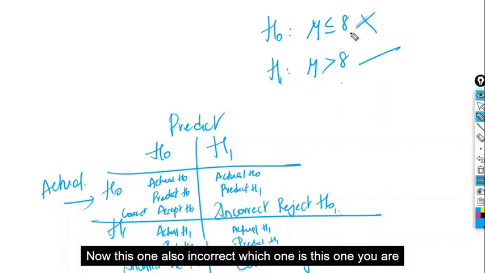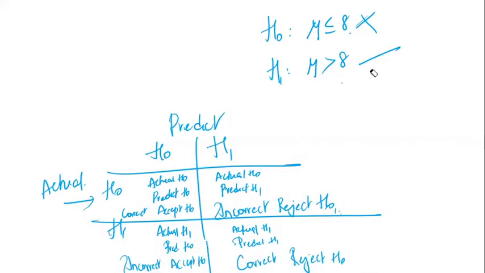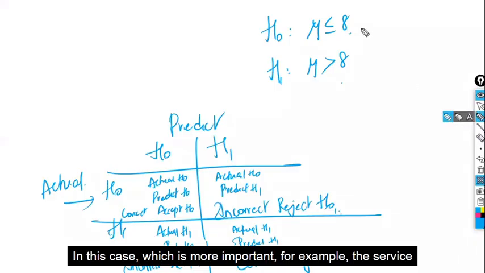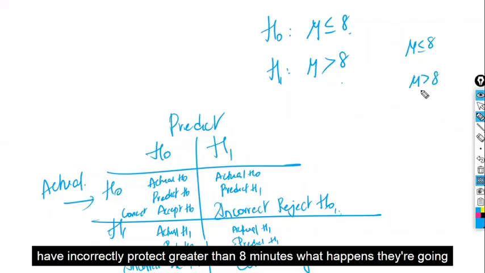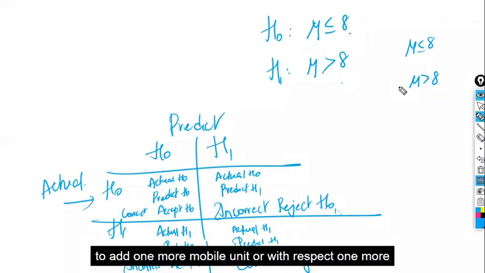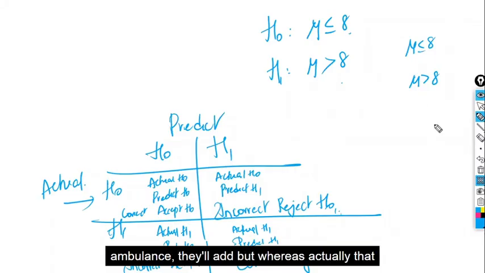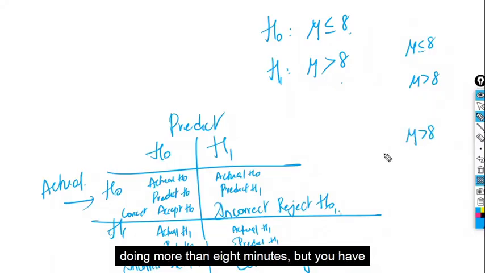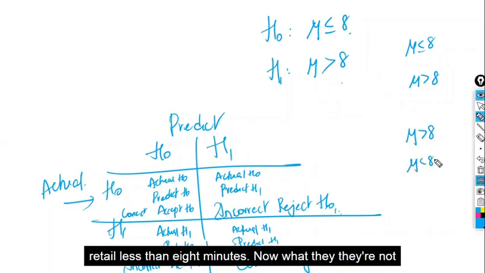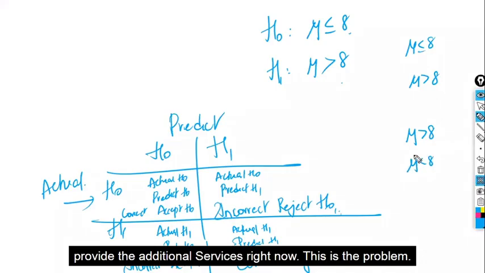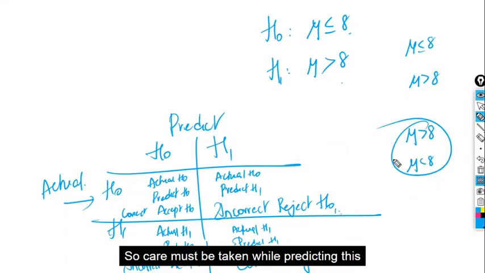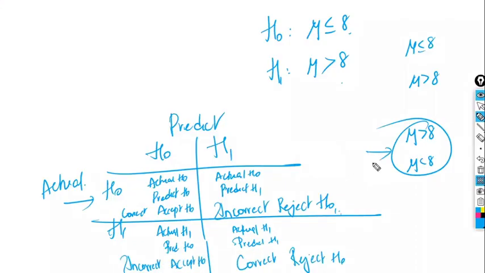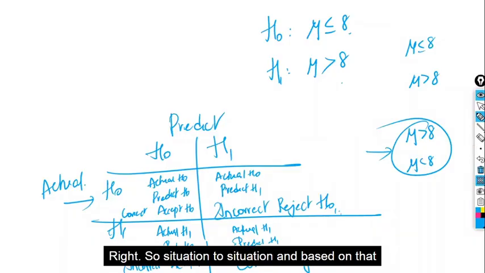Now in this case, which is more important? For example, the service goal of less than 8 minutes is getting achieved, but you have incorrectly predicted greater than 8 minutes. What happens? They are going to add one more mobile unit, one more ambulance. But whereas actually they are taking more than 8 minutes, and you have predicted less than 8 minutes, they will not provide the additional services. Now this is the problem. This is more important, so care must be taken while predicting this one. It depends on the situation.